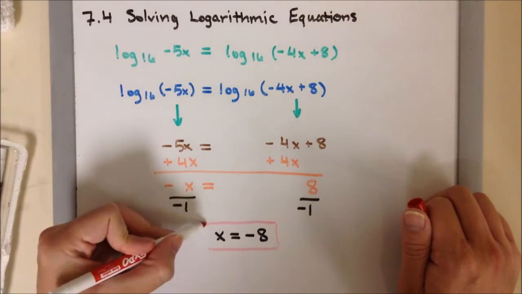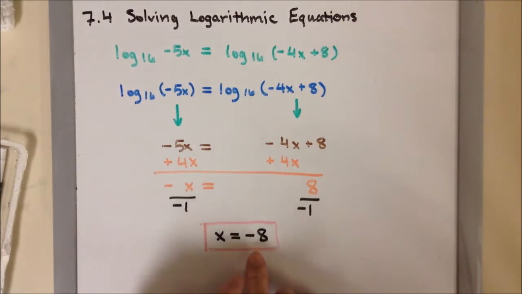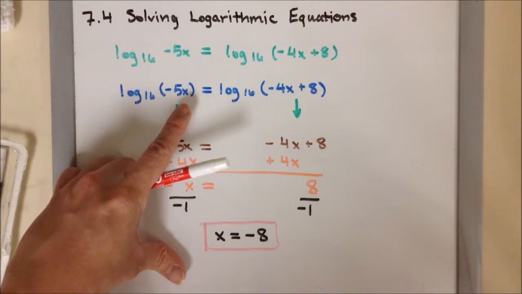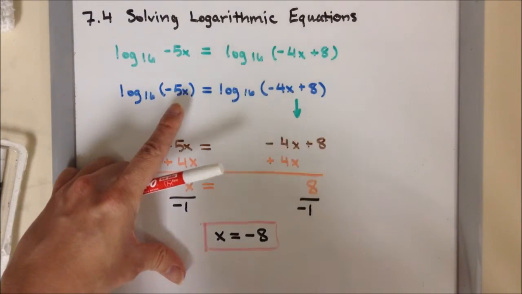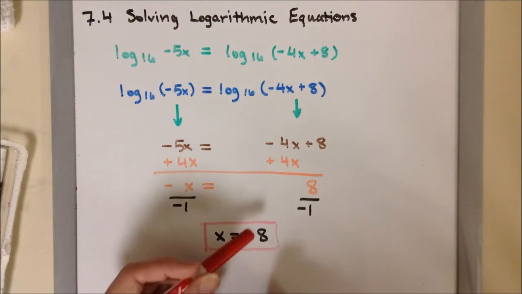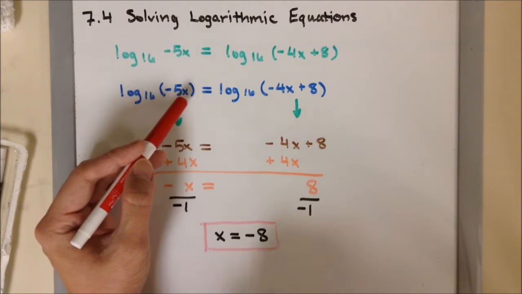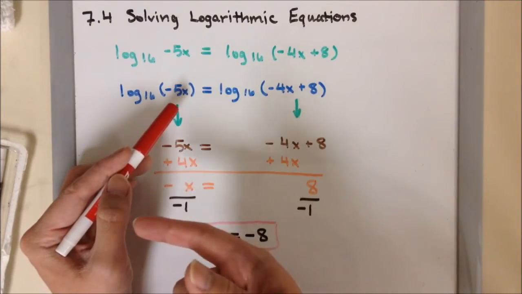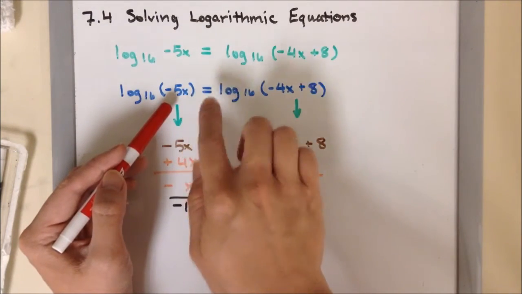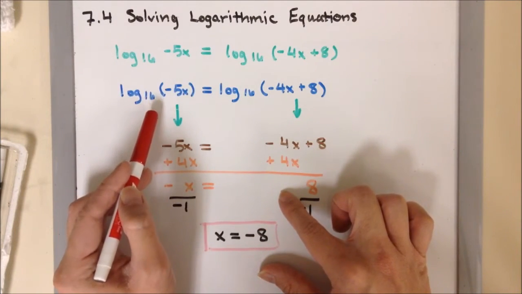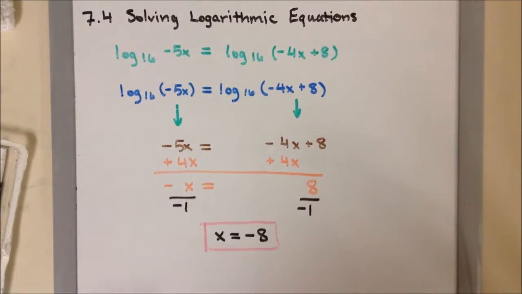And it's best that you double check if your answer is okay. Here's why. If I plug in negative 8 to x, here I'm going to have negative 5 times negative 8. That will come out positive 40. So that's okay. That's good. But had this been a regular 8, if I plug in 8 into this x, then it would be negative 5 times 8. That will come out as negative 40. So the outcome is a negative number, therefore positive 8 would not work, and it would make this side become undefined, therefore the other side is also undefined. So make sure you double check your answer if it's okay.